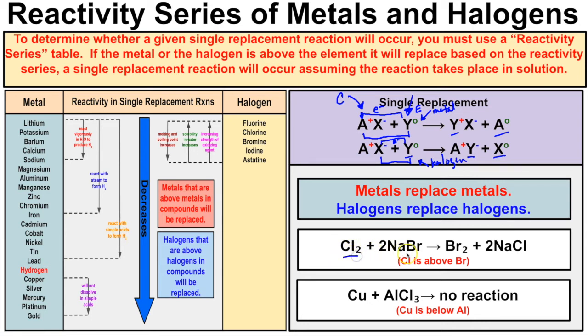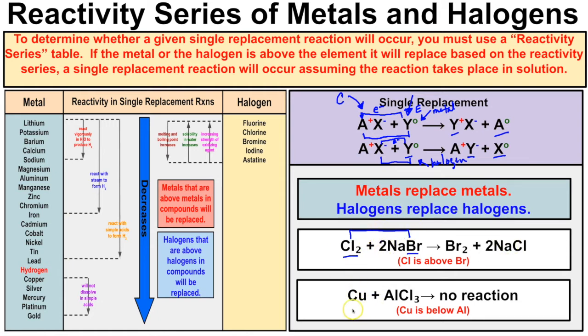So we have a halogen here and a halogen here, and we want to know, are these two going to end up switching places? To figure that out, we have to look at our reactivity series. If chlorine is above bromine, the halogen that's in the compound, then yes, they will end up switching places. Is chlorine above bromine? It is in fact above. So they are going to end up switching places, and you're going to end up with bromine plus sodium chloride. And here's your balanced chemical equation for that reaction.